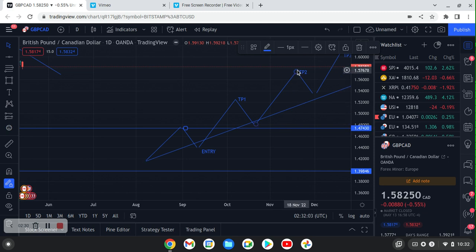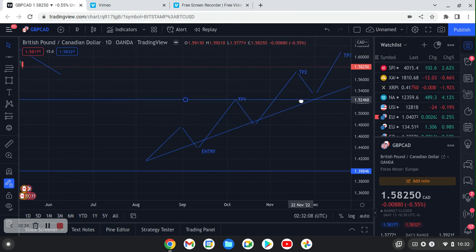Let's say it comes up to TP2. You would now move this to TP1. This is your stop loss. So now, no matter what, it's a winning trade.